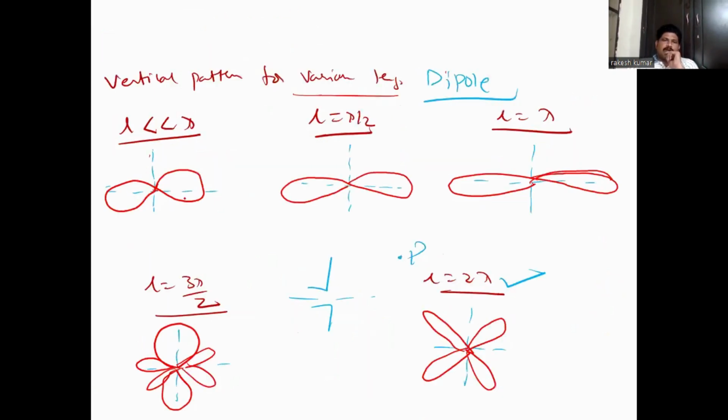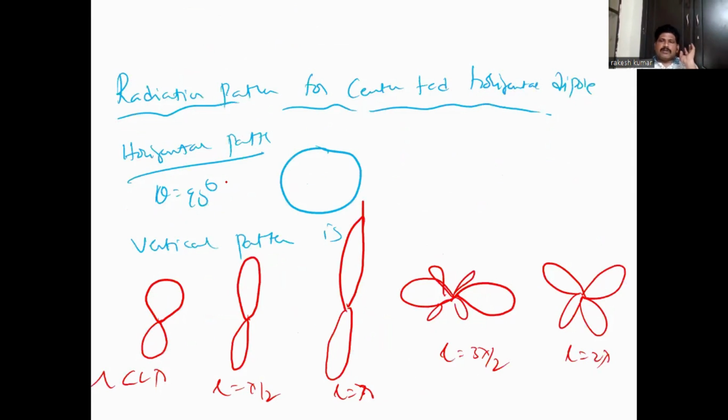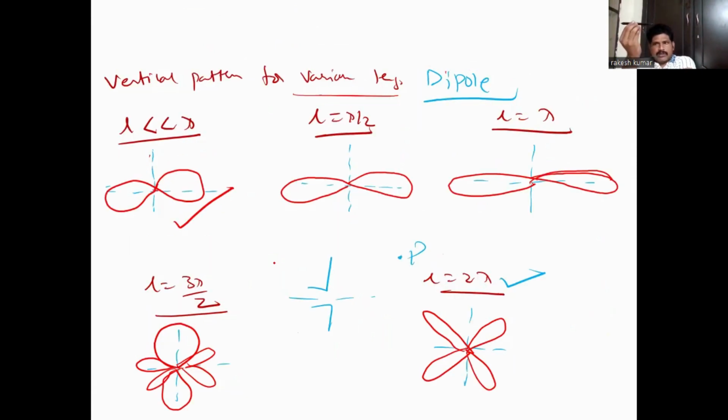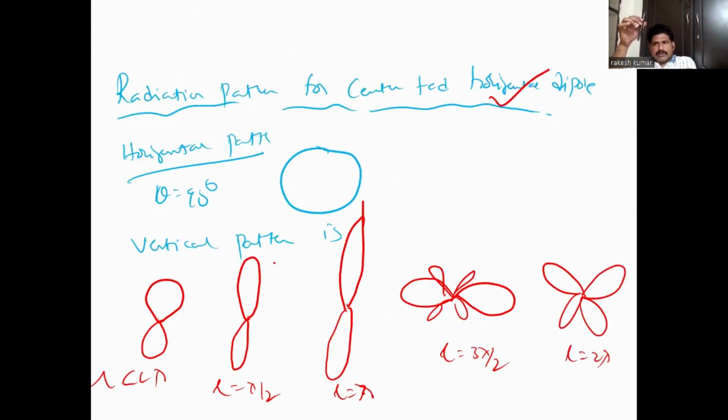Whatever we have got horizontally for the vertical dipole, the radiations are now for the horizontal type. The same diagrams, where we had the radiation pattern like this, have now changed like this. So this is the brief description of the radiation pattern of a small alternating current element, as well as the center-fed horizontal dipole and vertical dipole.